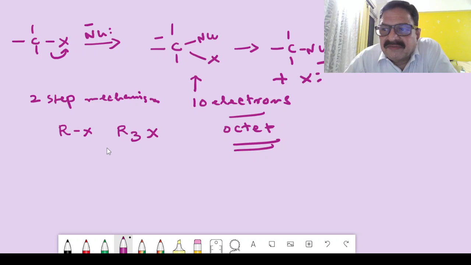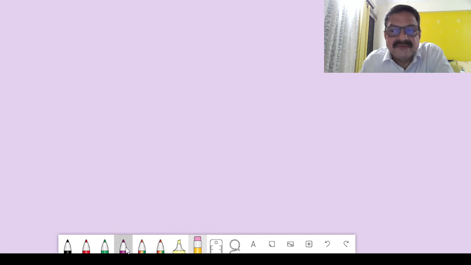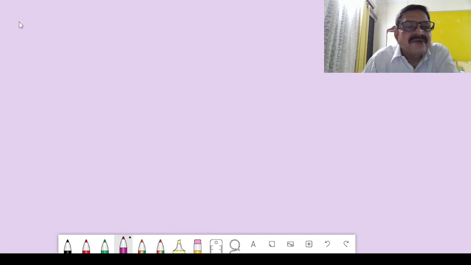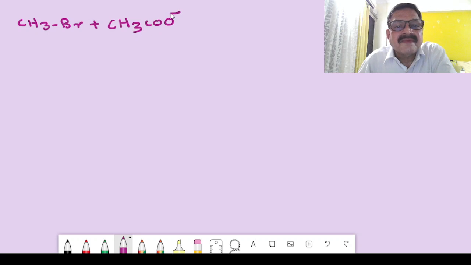Say bromomethane, for example, with an acetate anion. I will change this page. So the first reaction we are going to consider is CH3Br, bromomethane. This bromomethane is the substrate. Then it will be reacting with the acetate anion. This is the nucleophile. That is bromomethane reacting with acetate anion.